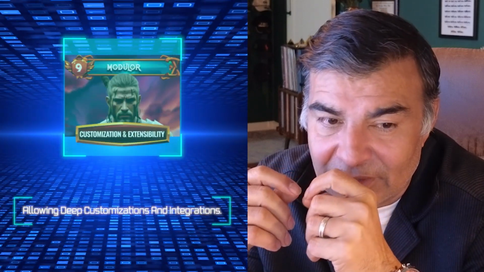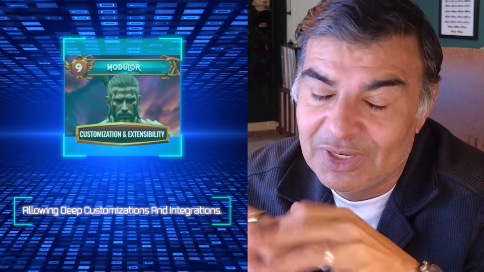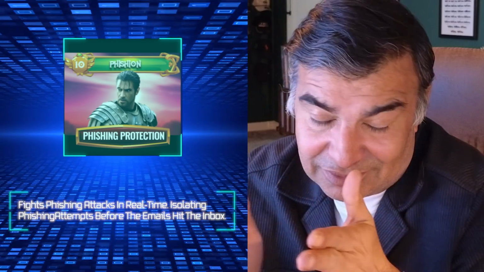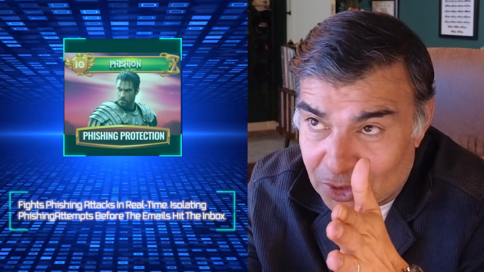Every team needs a builder, and that's Modular, allowing for deep customizations and integrations. Meanwhile, Fission, or Fission, as you would like to pronounce it, we are still in early days of our cyber army, but we hope it'll go a long way. So Fission fights phishing attempts in real time, right? So before even an email hits a mailbox, we have the ability to isolate it if it's a phishing attempt or it's being injected with malware of any sort and so on.